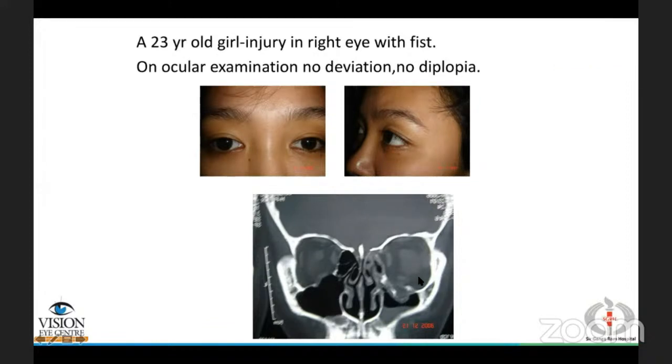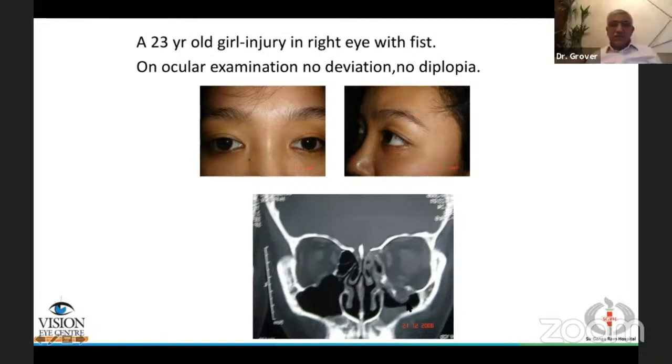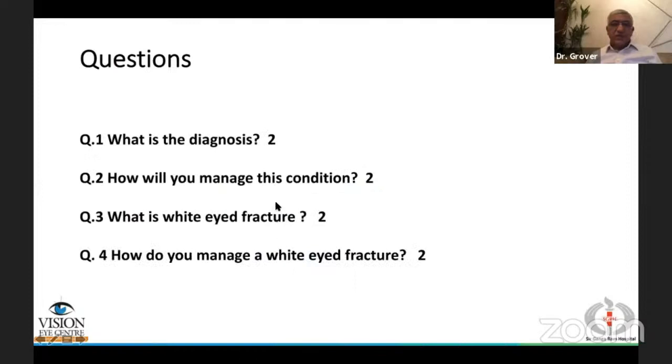Blowout fracture. Orbital floor fracture. Okay, so you can see an orbital floor fracture, even though there are no clinical signs. There is a history of blunt trauma. And then you need to answer these questions related to that, so that sometimes the questions will offer you a clue.